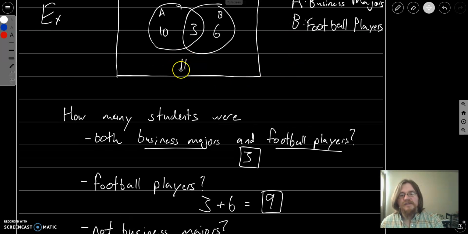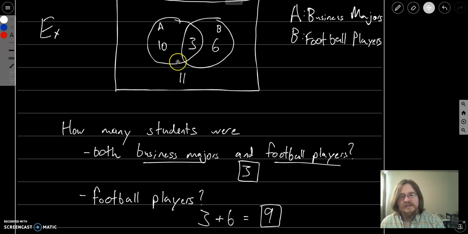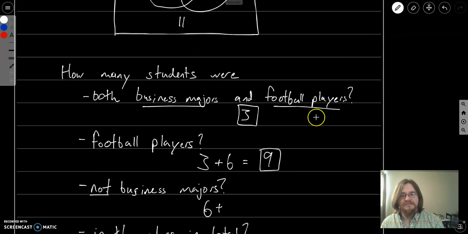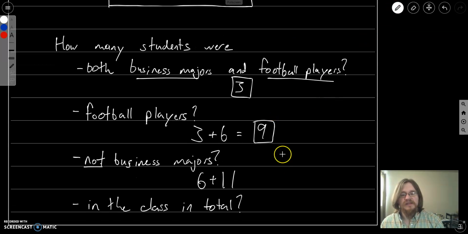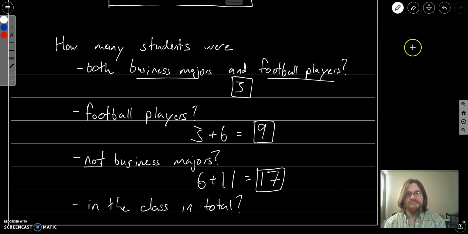And then we have this 11 hanging out down below. What does the 11 mean? Well, the 11 isn't in A or B. So the 11 are going to be those students that aren't business majors and aren't football players. So overall, there's going to be 11 people that don't belong to either set, but those 11 people are especially not business majors. Okay, so the 6 people that aren't business majors but are football players, and the 11 people that aren't business majors and aren't football players, would mean that there's a total of 17 students that aren't business majors.